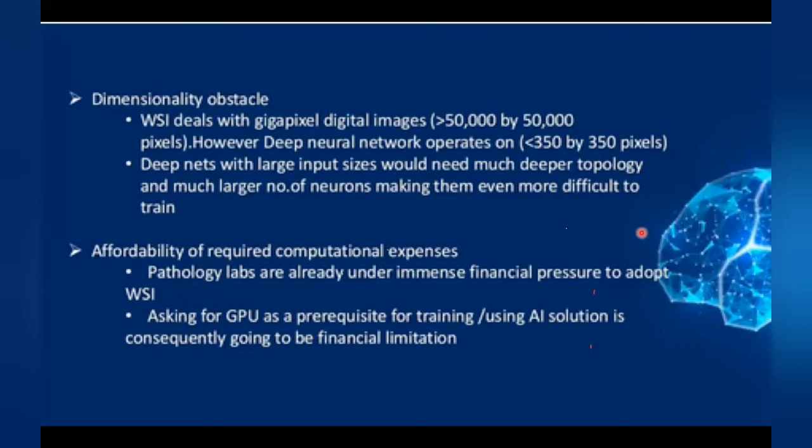So the final one which comes in is the financial expenditure, which you have to incur to take in machine learning. As you know, currently the financial pressure is too much to adopt the WSI. Every hospital is pressurizing to go in for digital pathology. And as such, the GPUs are very expensive. So it's a very expensive solution at the moment.